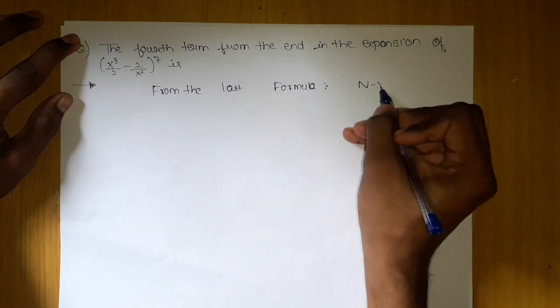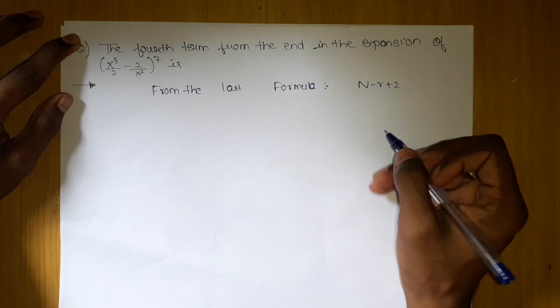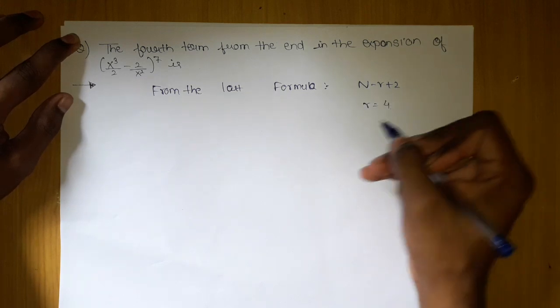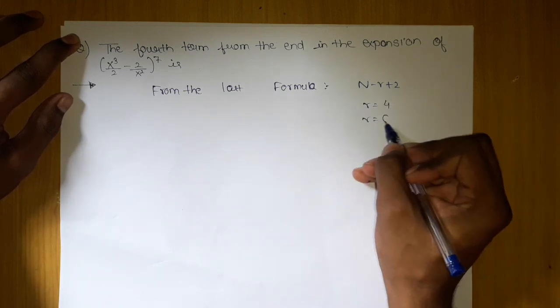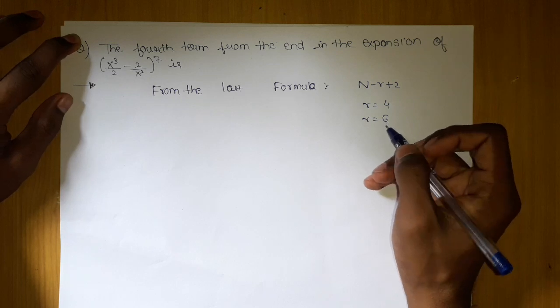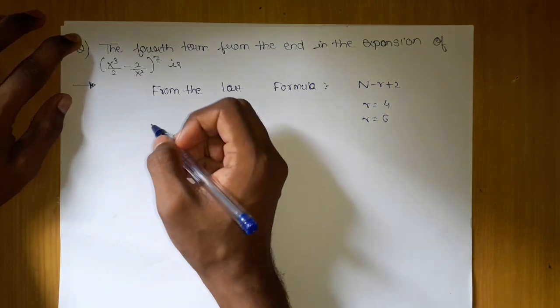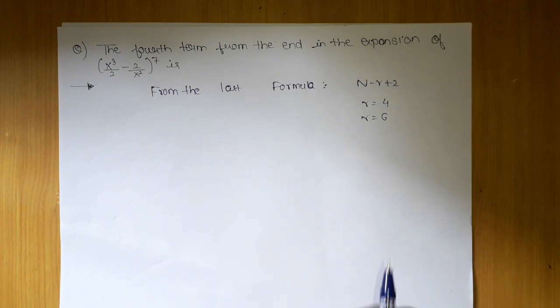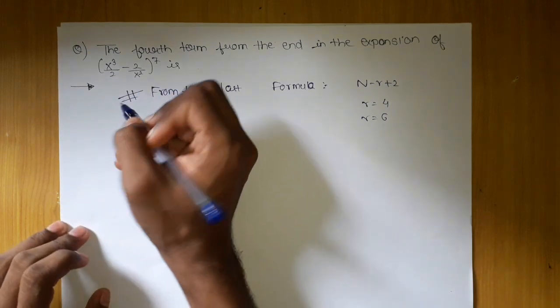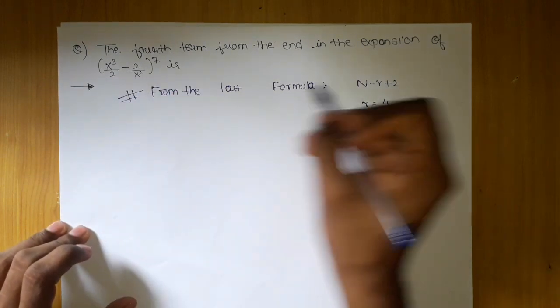It is n minus r plus 2. If you want to find the fourth term, put r equals 4. If you want to find the sixth term from the back, it is nothing but 6. So this will tell you at what position from the start the fourth term from the last will be. You have to be very precise in using this formula.